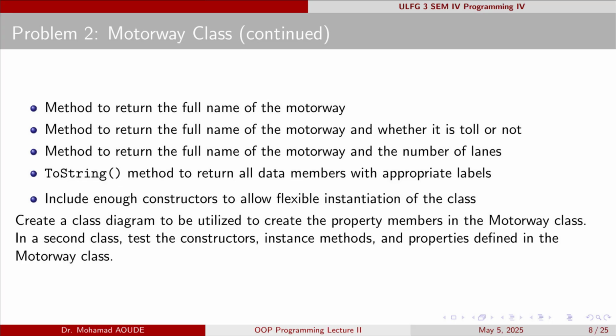A standard ToString method is also required to display all data. The problem emphasizes including enough constructors for flexible instantiation, allowing objects to be created with varying amounts of initial information. It also mentions creating a class diagram, which is a great step in visualizing the class structure before coding.